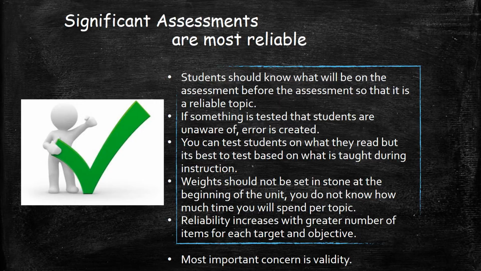Significant assessments are most reliable. Students should know what will be on the assessment so that it is a reliable measure. If something is tested that students are unaware of, error is created. You can test students on what they read, but it is best to test based on what is taught during instruction. Weights should not be set in stone at the beginning of the unit. You do not know how much time you will spend per topic. Reliability increases with a greater number of items for each target and objective. The most important concern is validity.